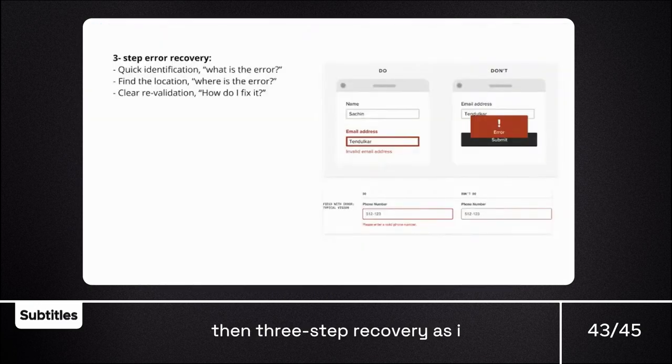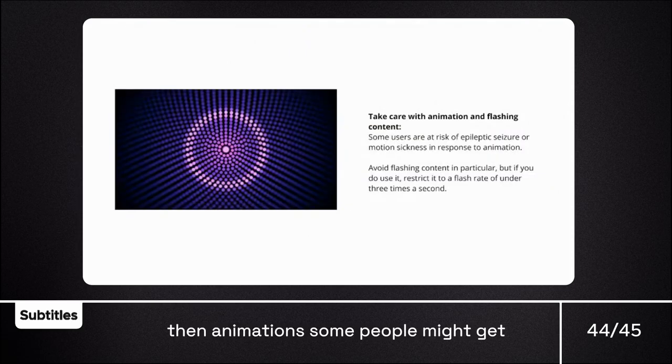Then 3-step recovery. As I mentioned, it's very important to understand what the error is, where the error is, and how to fix it, because as a visually challenged person, it will be difficult for them to find it. Then animations. Some people might get epilepsy or seizures looking at very flickering images or some kind of micro interaction. Just think about going to a club with a light flickering on you. Some people get very uncomfortable with these kinds of animation.